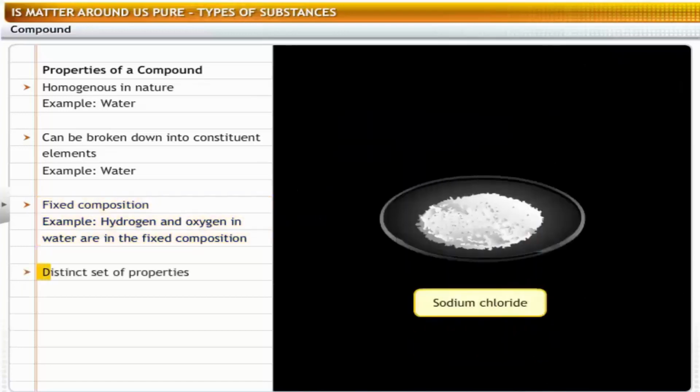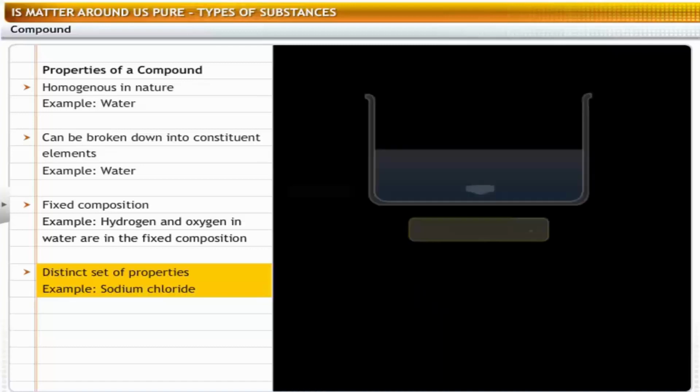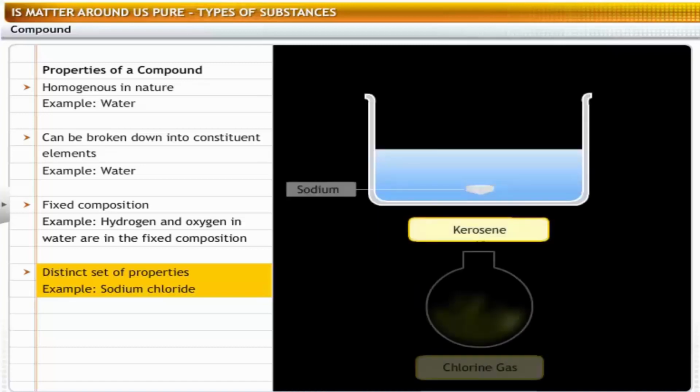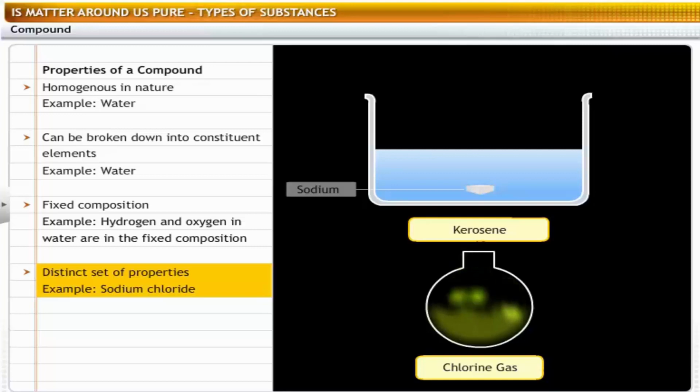A compound has a distinct set of properties which is not similar with the properties of its constituent elements. For example, sodium chloride, table salt, is a harmless substance which is a white crystalline solid. On the other hand, its constituents, sodium, is a grayish-white solid, and chlorine is a greenish-yellow gas that are potentially dangerous.